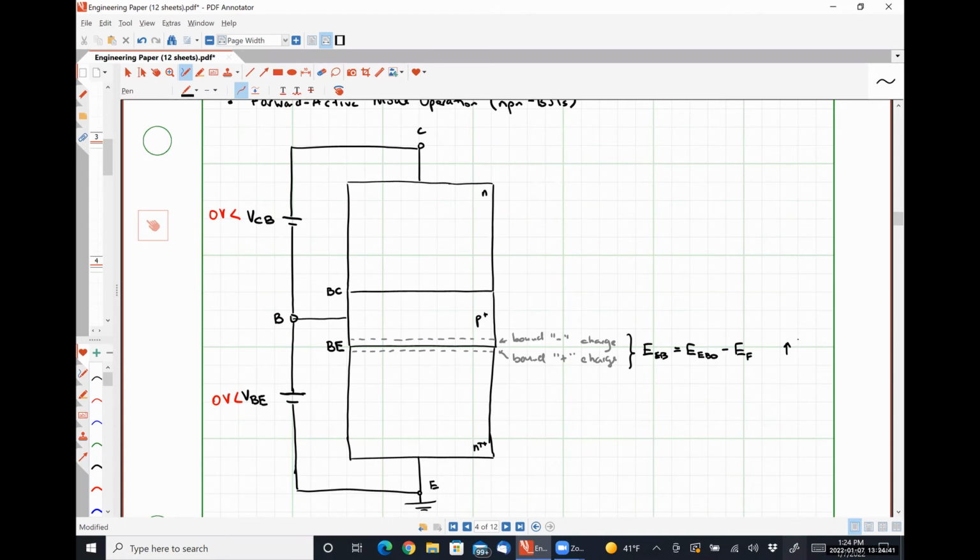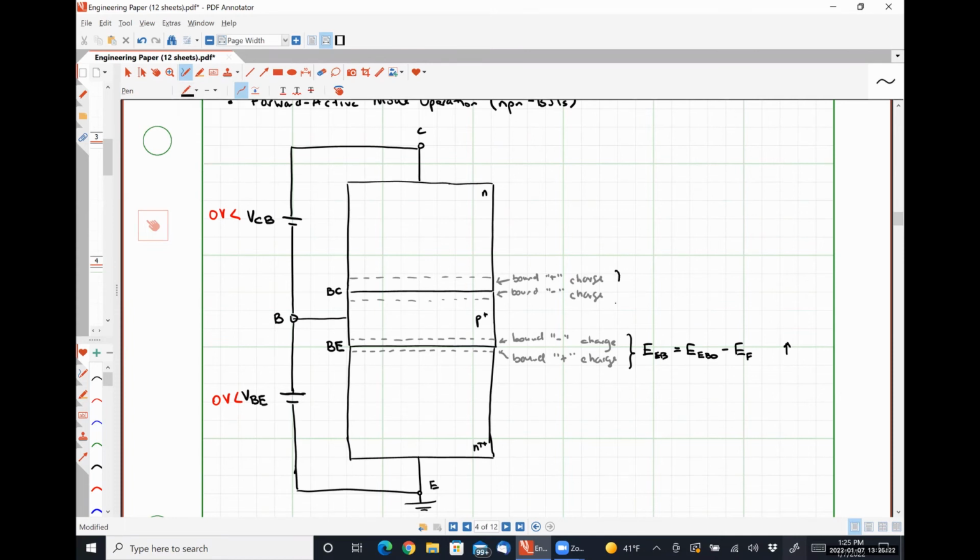We're definitely going to have a depletion region width. Because of the light doping here, we're going to have another layer of bound negative charge here. This width is going to be reasonably wide because our collector is very lightly doped. So we have bound positive charge on this side.